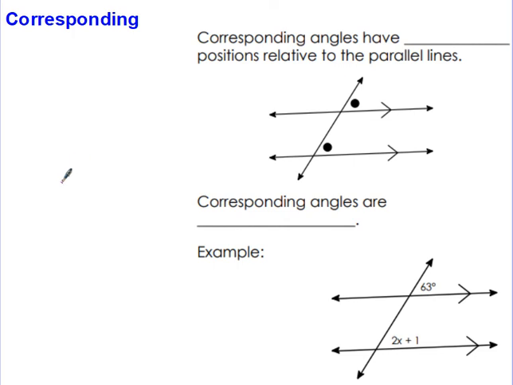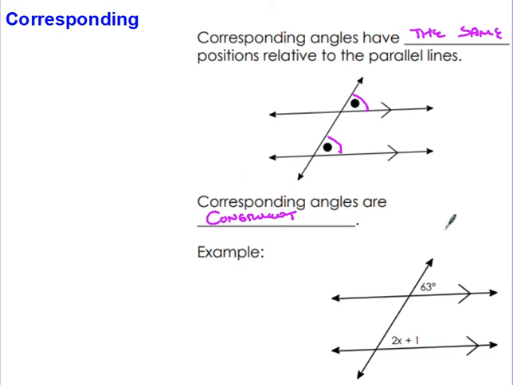Now let's look at corresponding angles. Corresponding angles is not a new one. They have the same position relative to the parallel lines. Here's an example of corresponding angles. They're both above their parallel line on the right side of the transversal. Also, they're both in the top right. Corresponding angles are congruent, or they are equal to each other. They are the same.